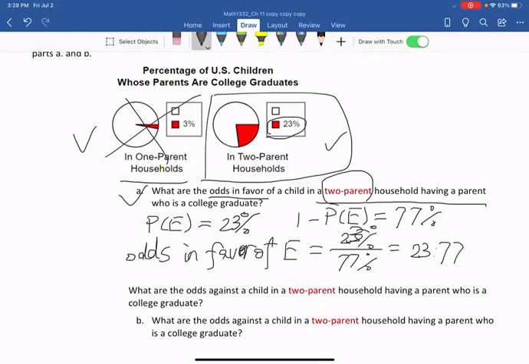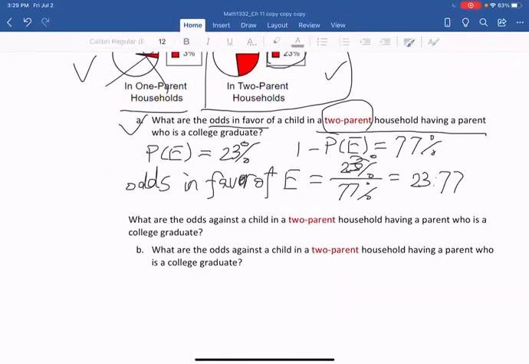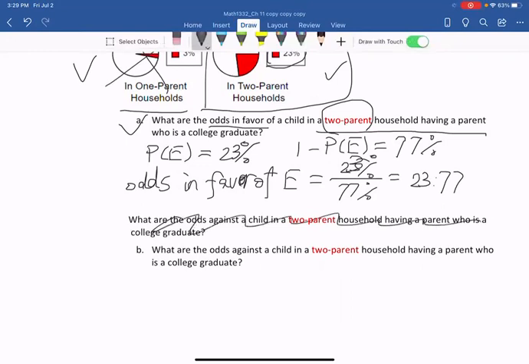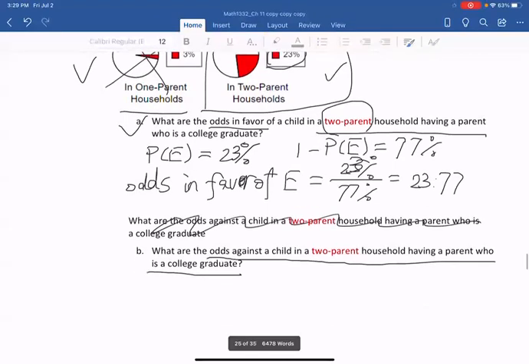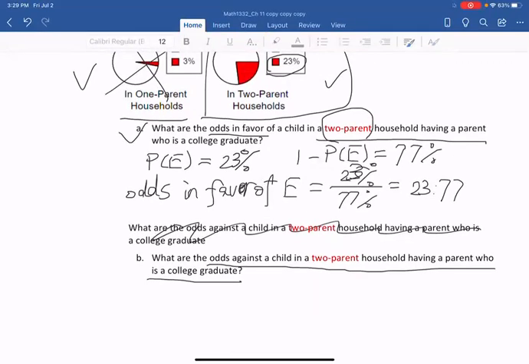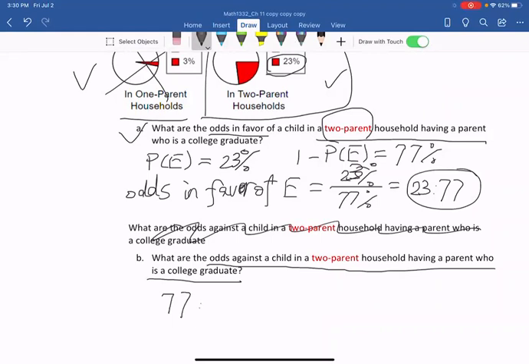And the next part is asking, you don't need to see this part, what are the odds against a child in two parents' households having a parent who is a college graduate. So we just need to care about the second picture. There's nothing to do with the first pie chart. It's asking for the odds against, and that's the reciprocal of the odds in favor of a child in a two parents' household having a parent who is a college graduate. That means the reciprocal of this, which is 77 divided by 23, or you say 77 to 23.